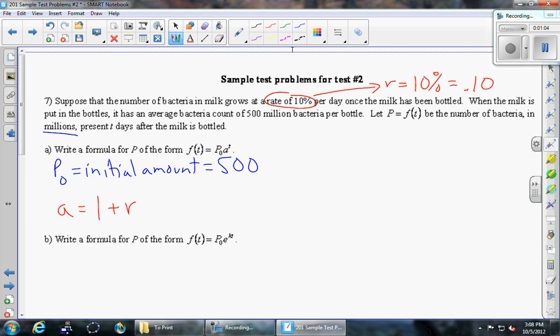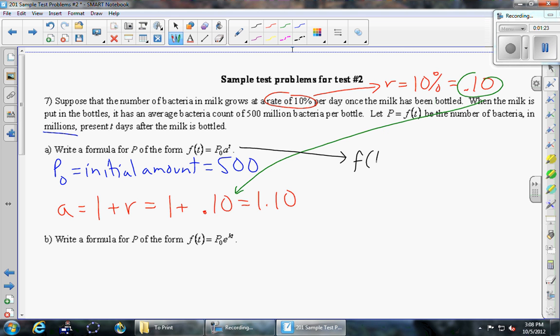or 0.10. And so we'll bring that back down here, 1 plus 0.10. So the a we want is 1.10. So mushing these two things together, we finally get our formula. f of t equals 500 times 1.10 to the t.